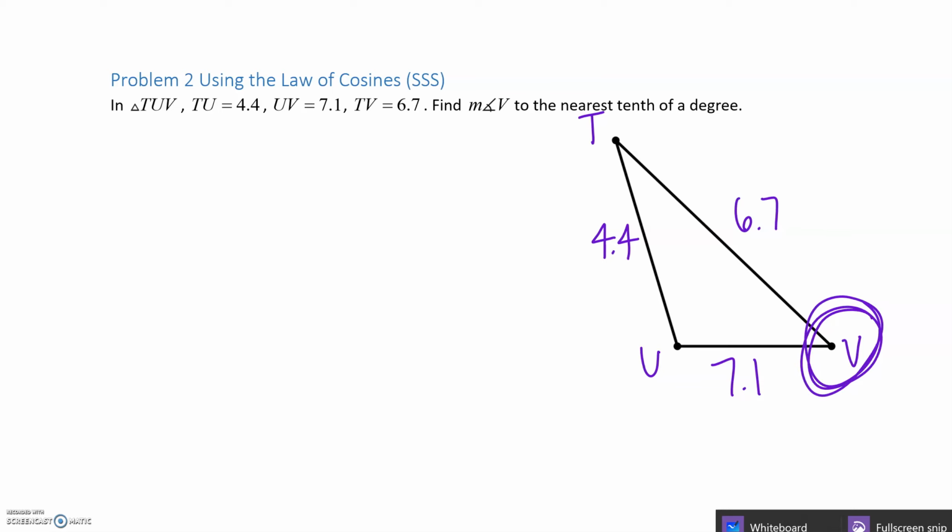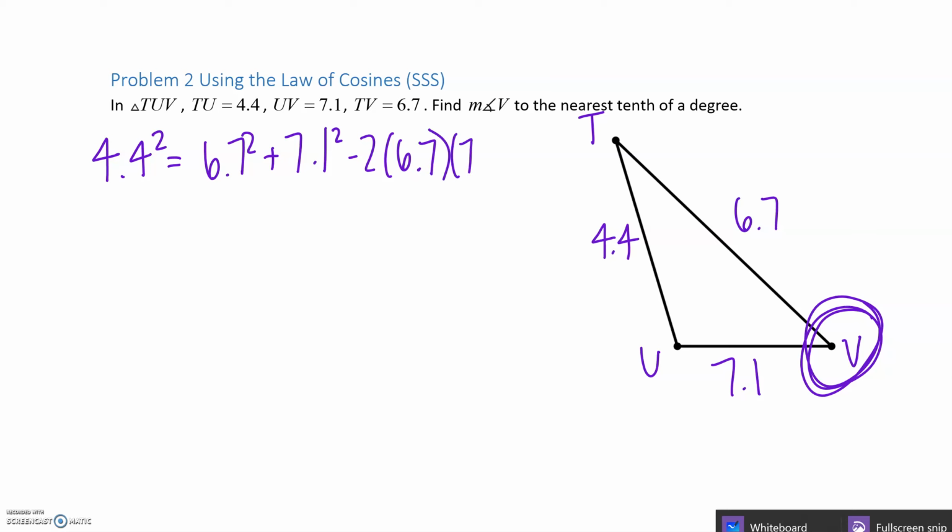Okay, so we're going to use the same idea, and we are looking for our angle V. So what we want to do is we want our A squared to be this 4.4 squared. So we want to use the opposite side of the angle that we're looking at on that side by itself equals the other two sides squared. So we've got this 6.7 squared plus 7.1 squared minus 2 times 6.7 times 7.1 cosine of that V. We don't know what V is, okay? So we're going to simplify it just a little bit.